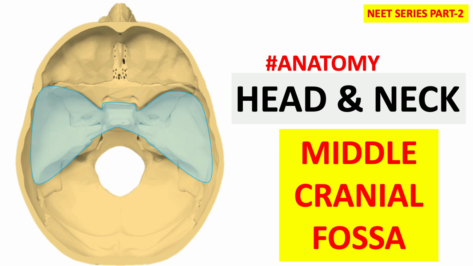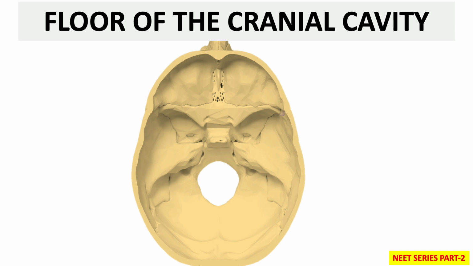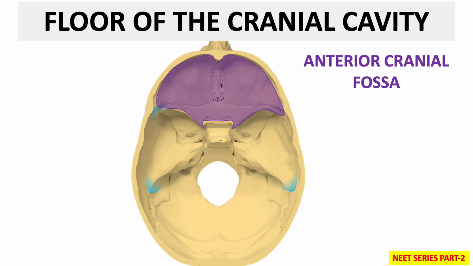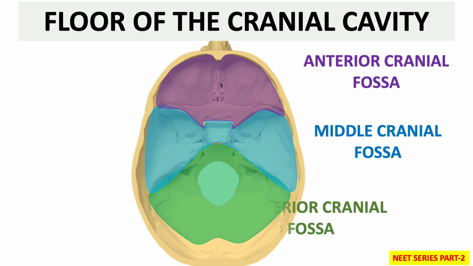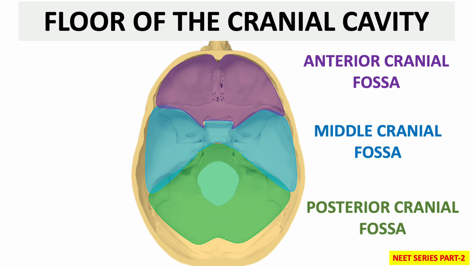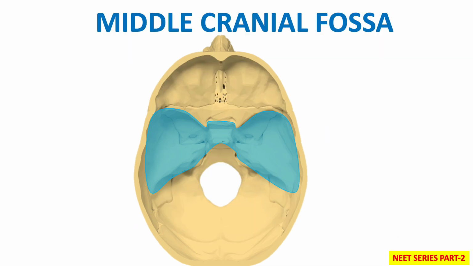As we all know, the floor of the cranial cavity is divided into three depressions. The first one is the anterior cranial fossa, the middle one is the middle cranial fossa, and the last one is the posterior cranial fossa. The anterior cranial fossa was already discussed, I'll share the link. Let's begin with the middle cranial fossa. So this is the middle cranial fossa.